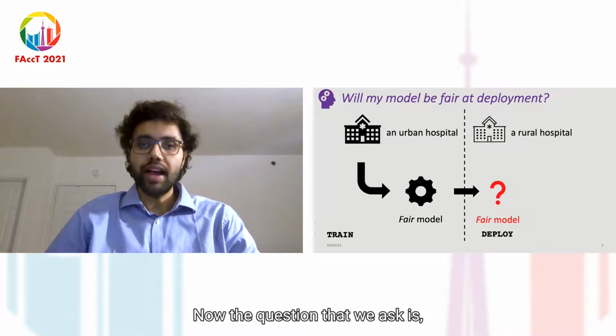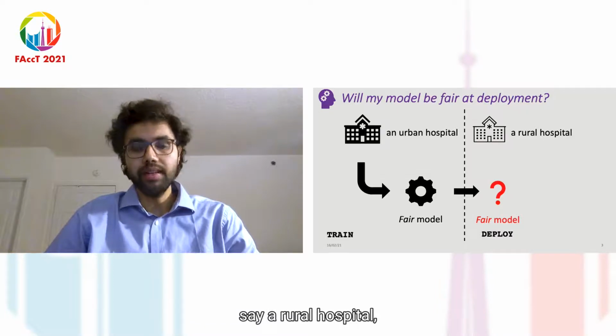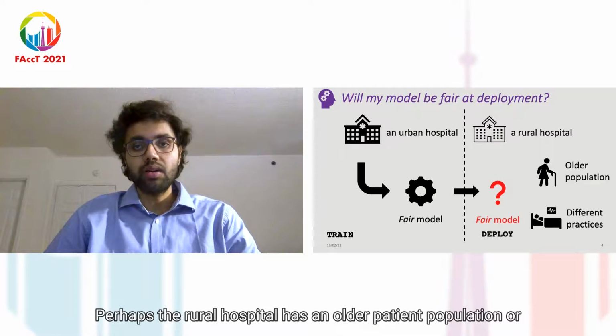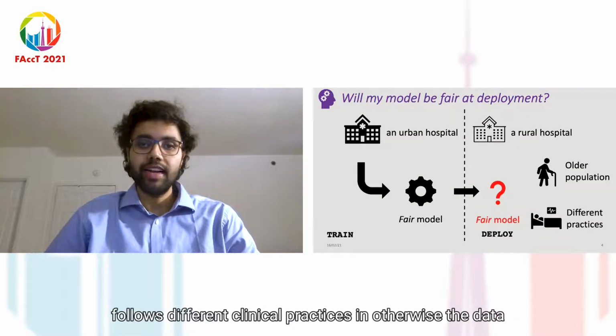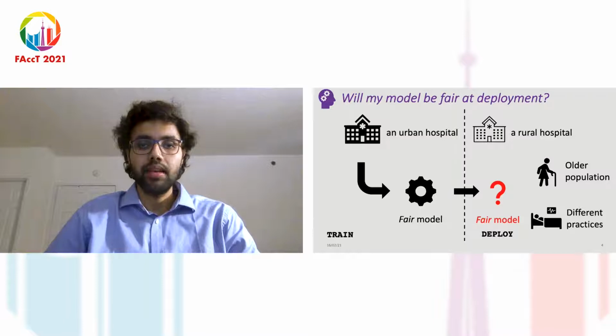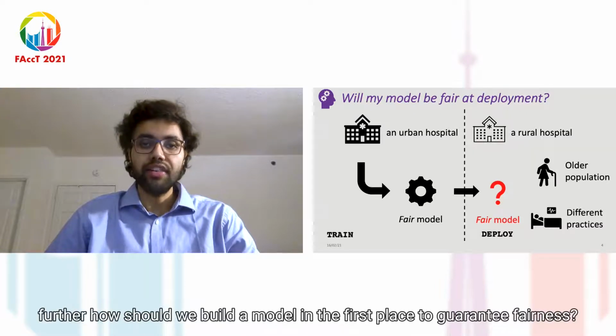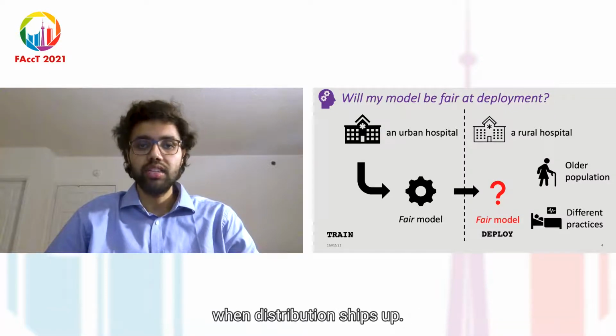Now, the question that we ask is, will this model remain fair when deployed in a different setting, say a rural hospital? Perhaps the rural hospital has an older patient population or follows different clinical practices. In other words, the data distribution shifts between the two hospitals. Now, this raises some natural questions. How does this shift affect the fairness properties of our model? And further, how should we build the model in the first place to guarantee fairness when distribution shifts occur?